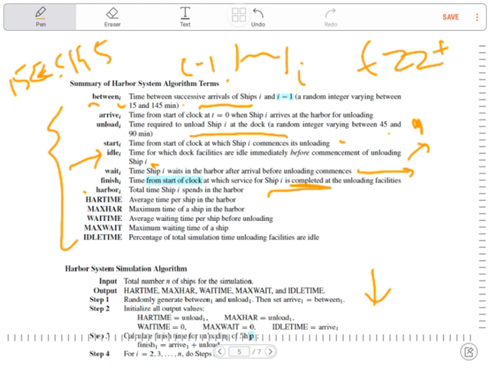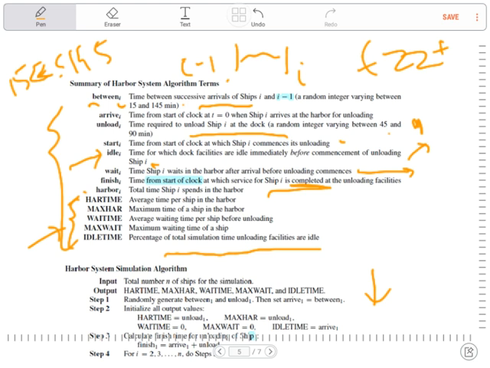Wait time is the average waiting time per ship before unloading. That means the ship has to wait for this time on average. Max wait means maximum waiting time of a ship, and idle time means percentage of total simulation time unloading facilities are idle. So you see all these quantities can be derived once we give some data. So these will be the outputs of the simulation algorithm.